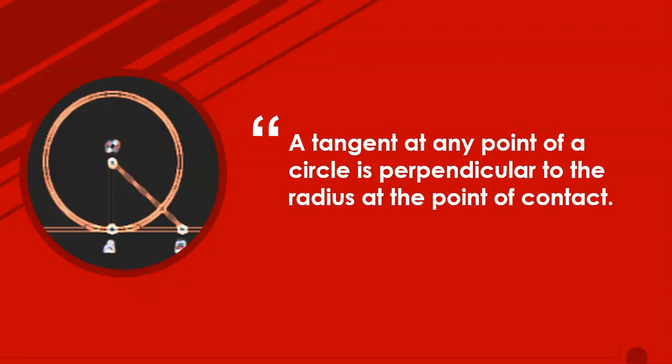Welcome back, dear students. This is video number 2 for Standard 10 Geometry, chapter number 3. In the previous video, we discussed the tangent theorem and a proof related to that. A tangent at any point of a circle is perpendicular to the radius at the point of contact. Now let us continue with its converse.